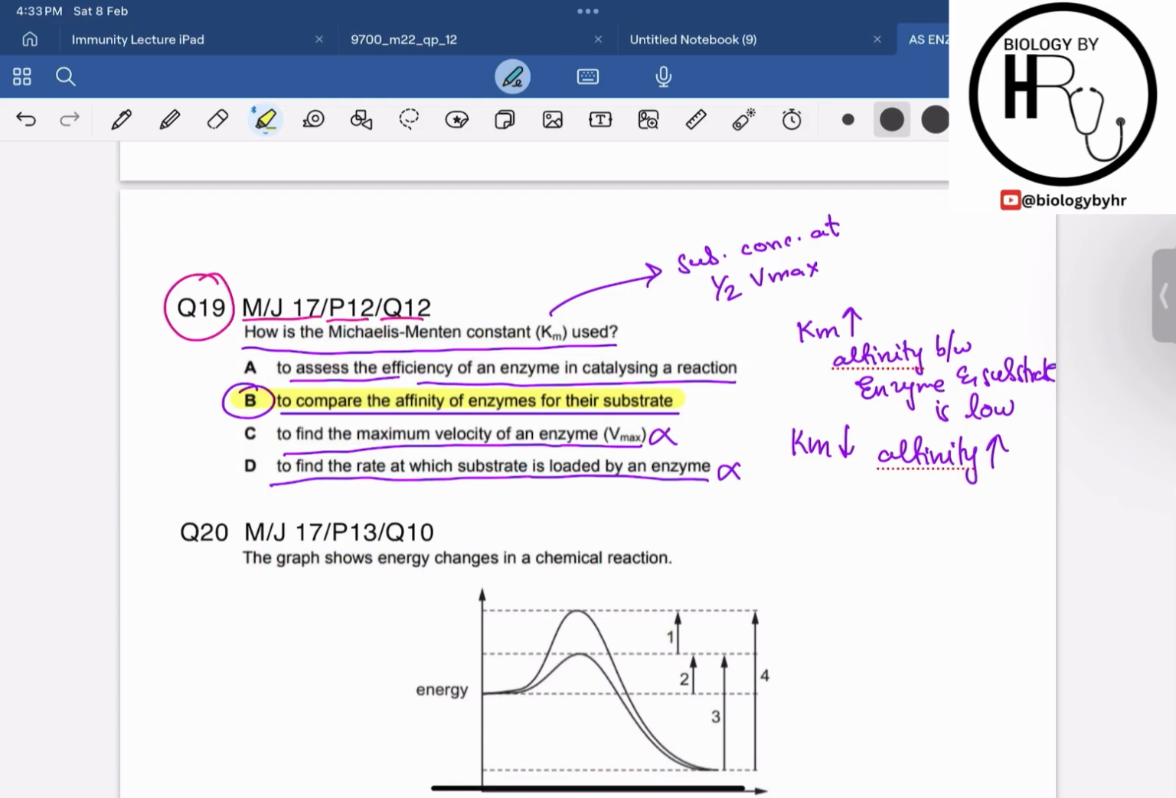As we know that if the value of the Km is high, the affinity is low, and if the Km value is low, the affinity is high between the enzymes and the substrate obviously. So hence the correct answer over here would be option B.